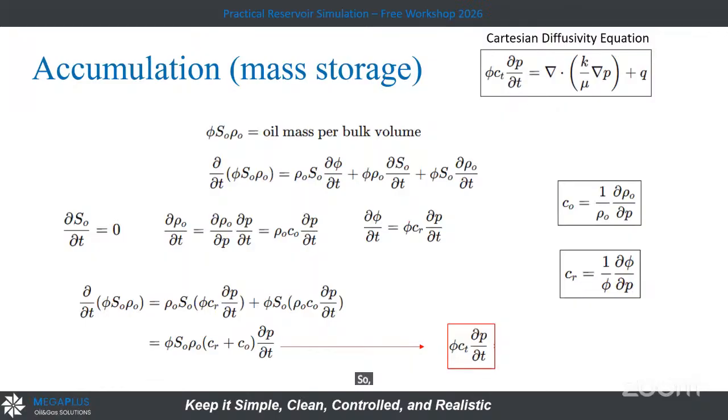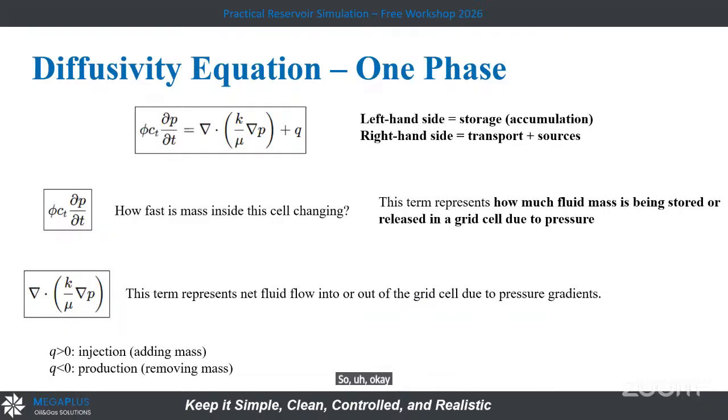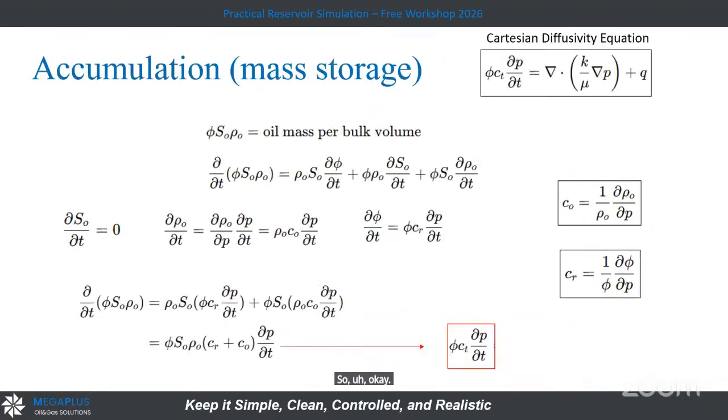So I have here the Cartesian diffusivity equation, or the diffusivity equation, which is this formula. Why do you call it a PDE again? You will find the right hand side and the left hand side. The right hand side is the flux.